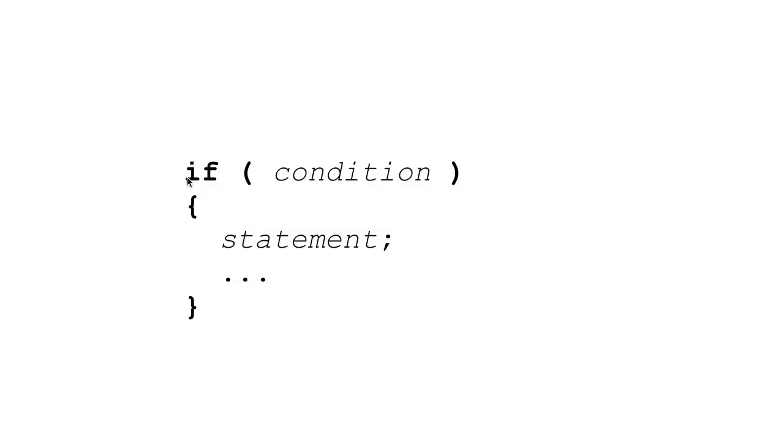And we read it like this. When this if statement executes, it will say that if this condition is true, then we will execute these statements. If that condition is not true, we just don't do anything. So these statements are run only when that condition is true.